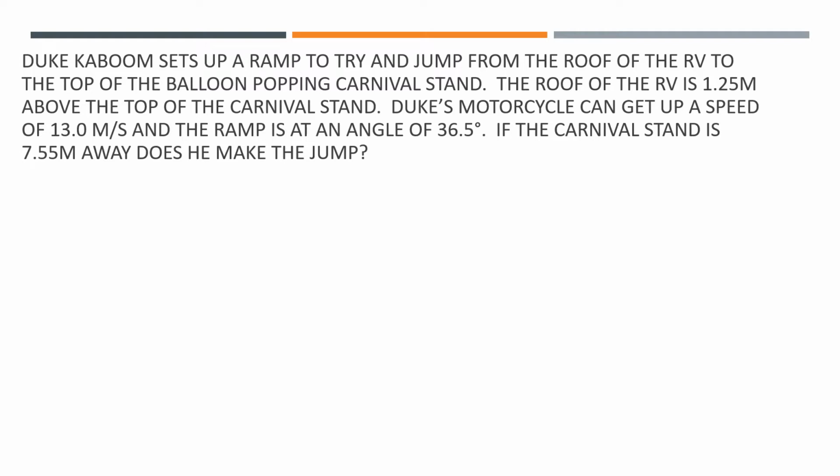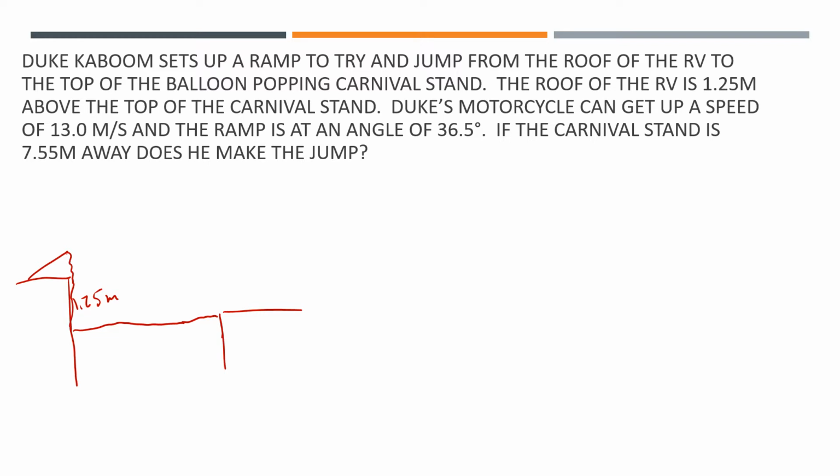So here we have Duke Kaboom, who's going to set up on a ramp. So let's draw his little ramp over here. Okay. And it's at the top of the RV. And that RV is 1.25 meters above the building that he's trying to reach. That's over here. Okay. So we have a distance of 1.25 meters. We are above the other location we're trying to get to.